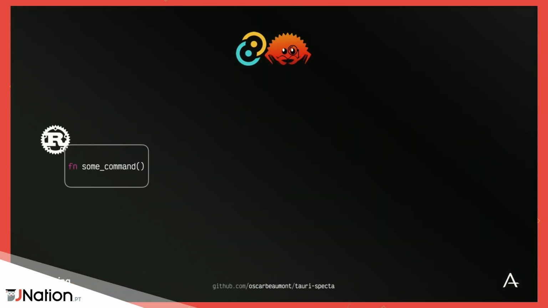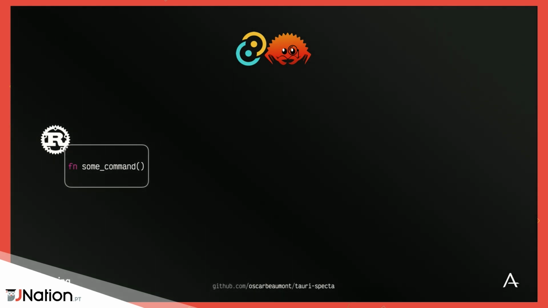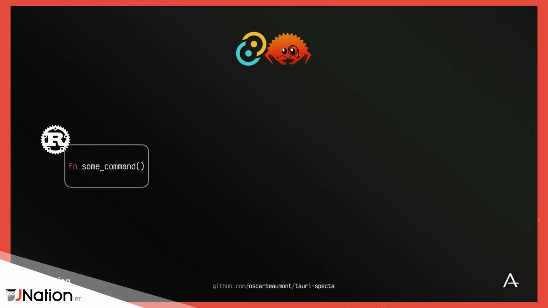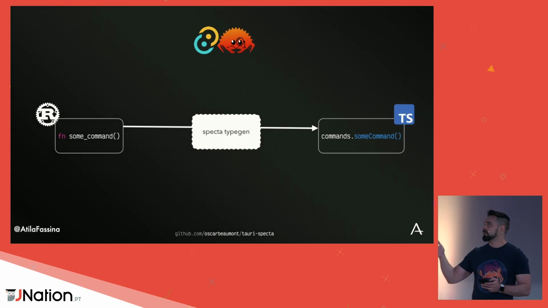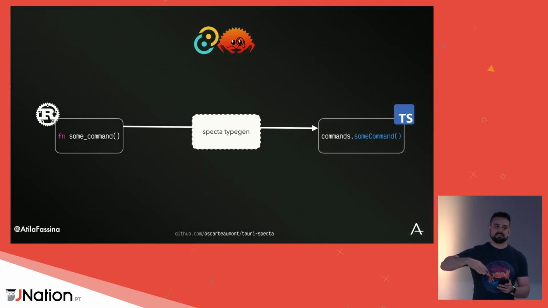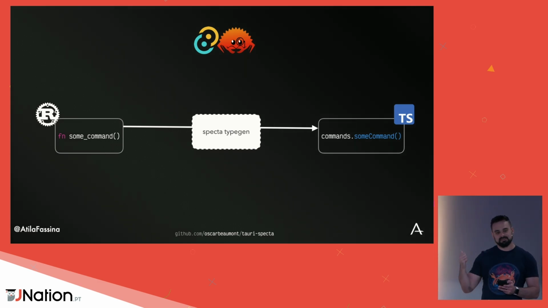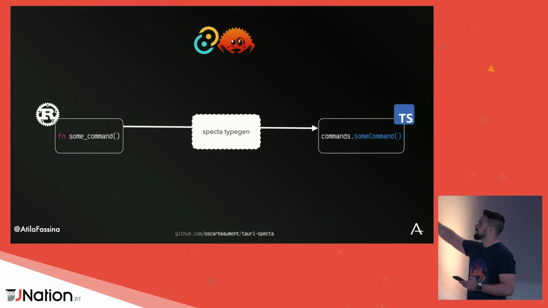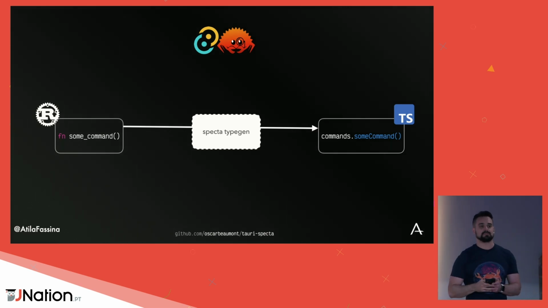Essentially what happens is you have your Rust command, and then there's one command that you actually want to expose to your TypeScript runtime for it to be able to invoke straight from there. What's going to happen is that at compile time, Specta is going to generate the types for you, and then it's going to generate a new TS file that exposes the commands object, and that commands object is going to have all the keys of the commands you exposed.